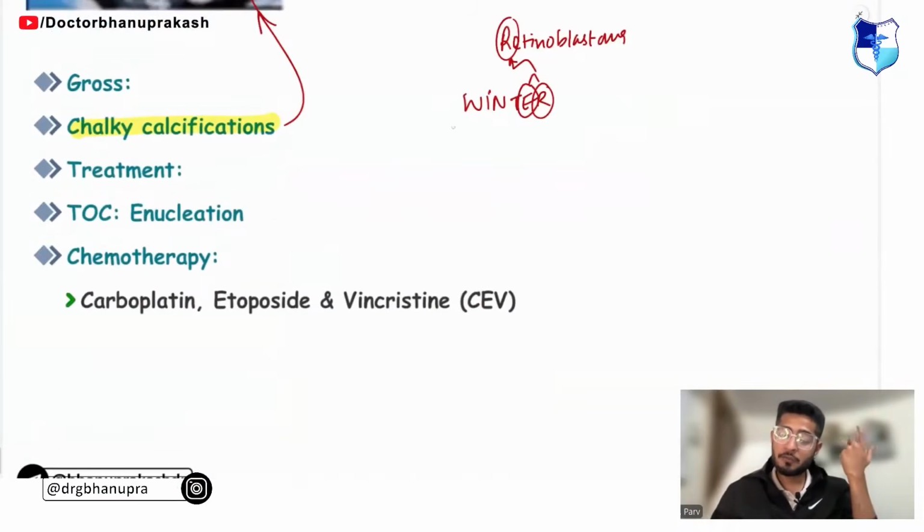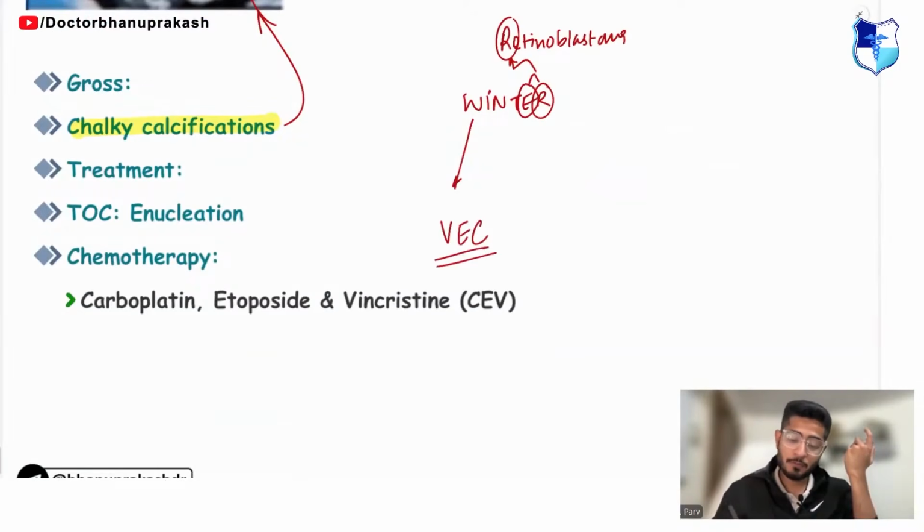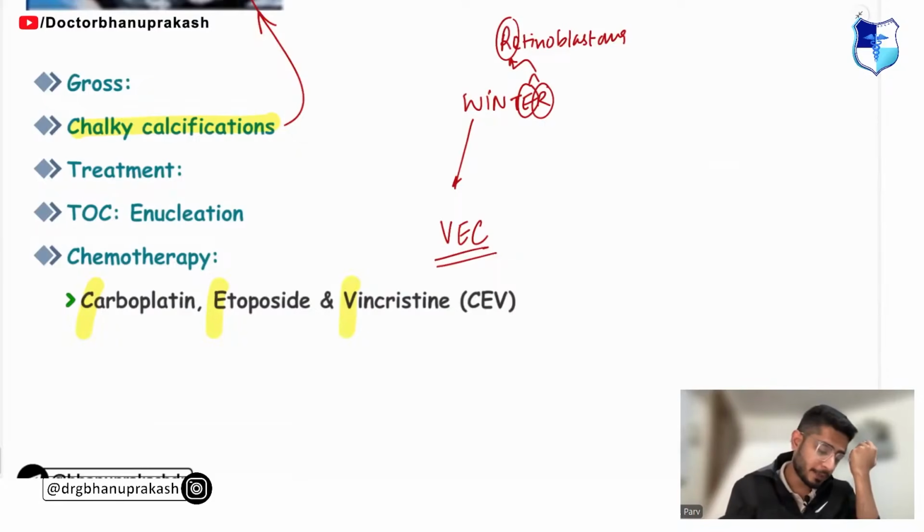What is the treatment? VEC. You can remember, V for vincristine, E for etoposide, and C for carboplatin.